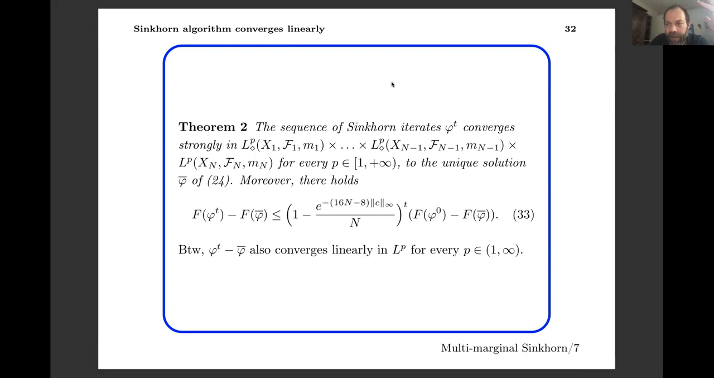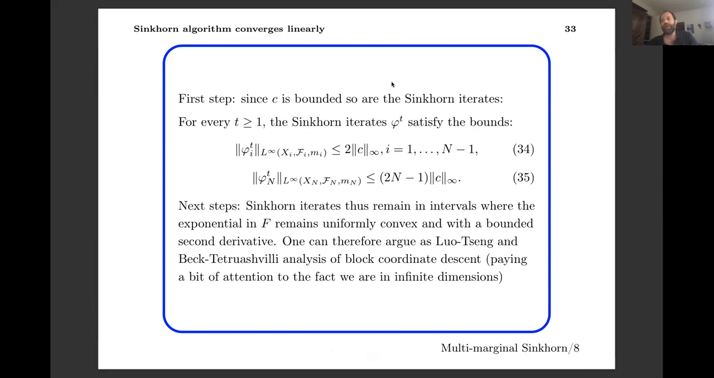It's known that you have linear convergence of block descent, provided, let's say, in a Hilbert space or in finite dimension, you need two things. You need the energy to have a Lipschitz gradient and to have a Hessian which is bounded from below, which of course you don't have in the dual because you've got an exponential, so it's not true. But in fact, the Sinkhorn iterates by construction are bounded, right? Because let me show you the iterates again.